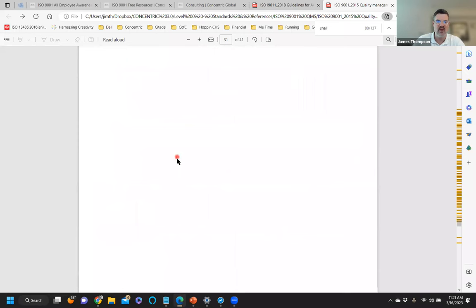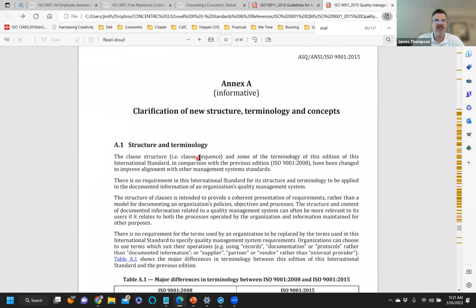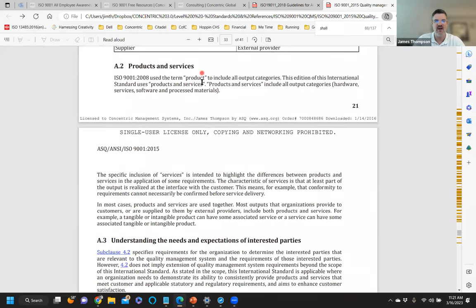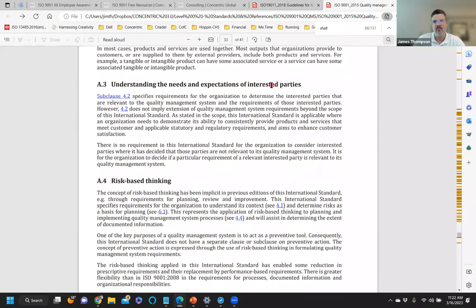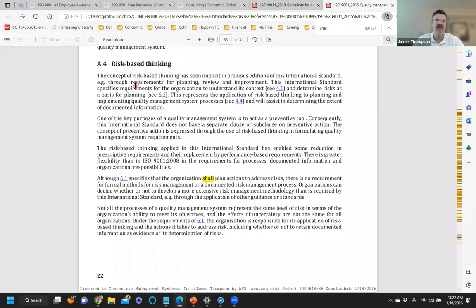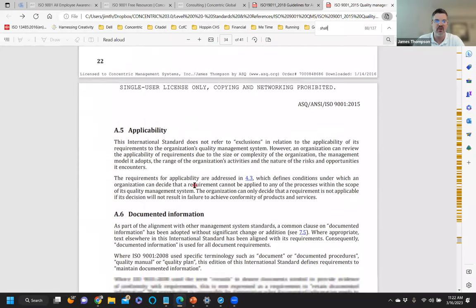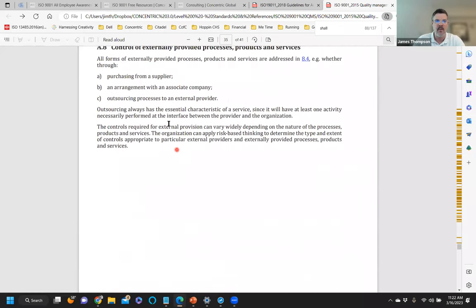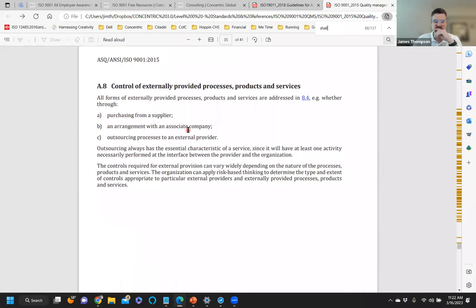One other bit just to show you, in the back here, Annex A is informative, and it just gives clarification of new structure, new terminology and concepts. So you'll see some key changes between the new standards, why product and services is being used. Talk about interested parties, what does that mean? Risk-based thinking only happens to be in the standard once in the requirements section, but this goes through and gives you an understanding of what that means. Applicability, documented information, organizational knowledge, and control of externally provided processes, products and services.